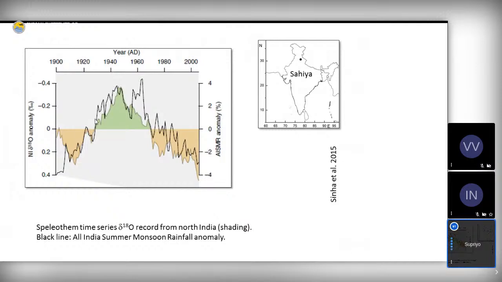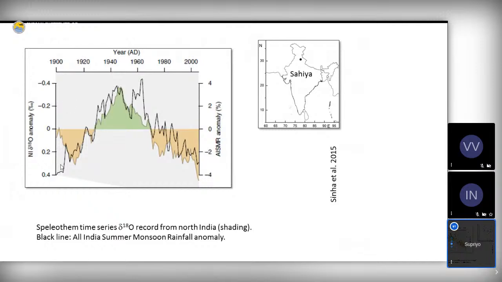This figure shows the delta 18O anomaly of the speleothem, and the rainfall anomaly, the all India summer monsoon rainfall anomaly. The y-axis of speleothem delta 18O has been plotted on an inverse scale. It's because when it rains heavily, the isotopic composition decreases. So in order to show the increased rainfall, it has been plotted on an inverse scale.